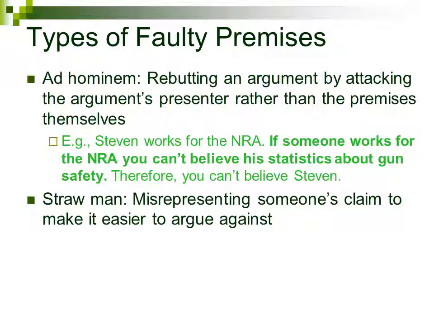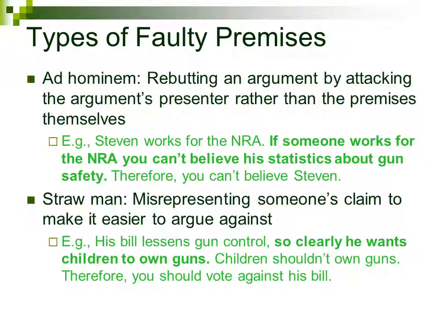So, for example, suppose a senator proposed a hypothetical bill that would ease gun regulation by shortening waiting periods from 2 weeks to 3 days. Someone might argue his bill lessens gun control, so clearly he wants children to own guns. Children shouldn't own guns, therefore you should vote against his bill. The problem is that this argument distorts the senator's position, right? He wants the waiting period to be reduced by a little, not for children to have access to guns. You're misrepresenting his bill, his claim, to make it easier to argue against.